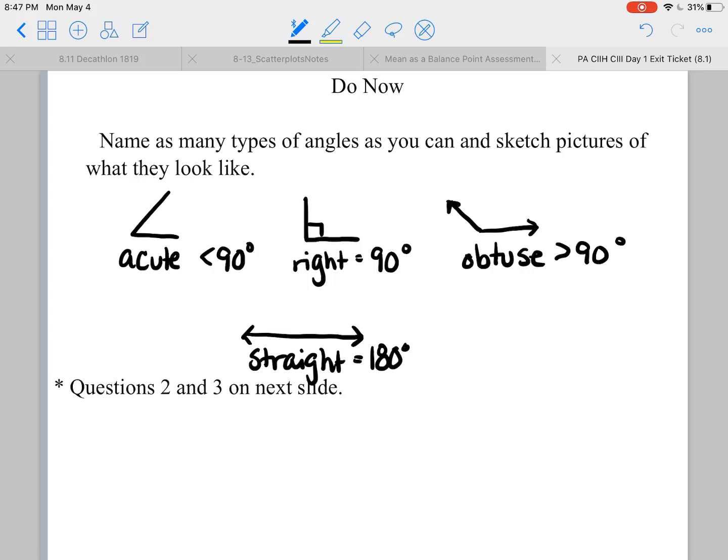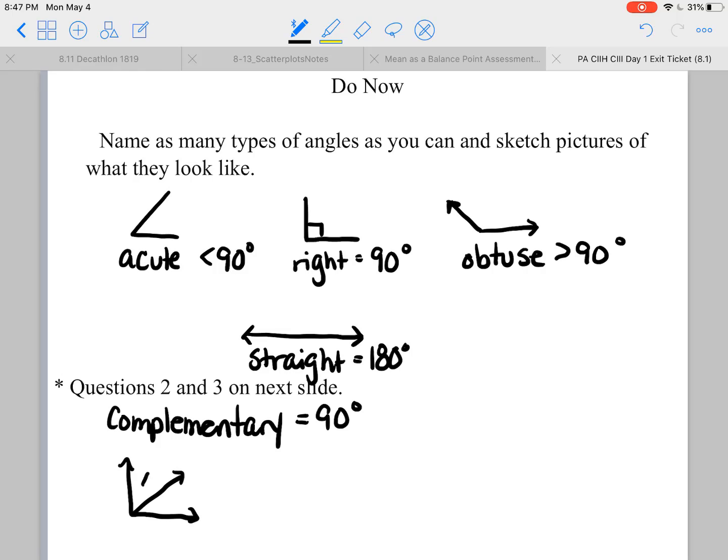There can also be relationships between 2 or more different angles. The first is complementary. Complementary means that 2 or more angles have a sum of 90 degrees. An example is here with angles A and B. Those 2 angles are complementary because together they make up a right angle.